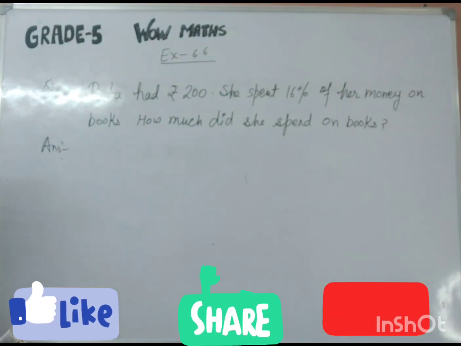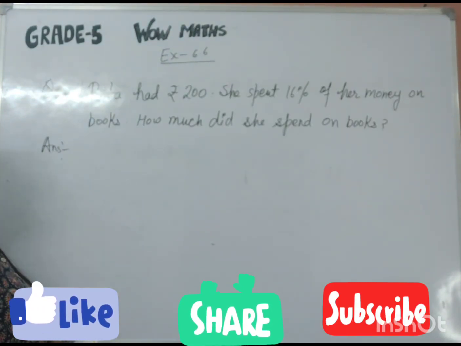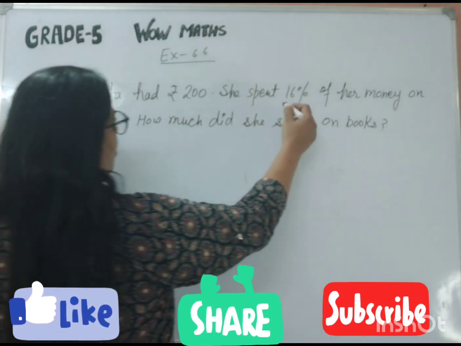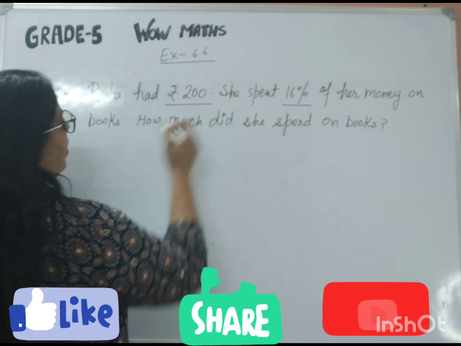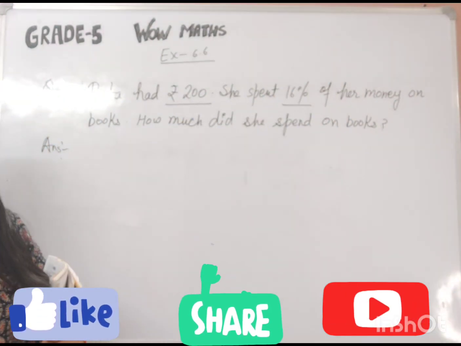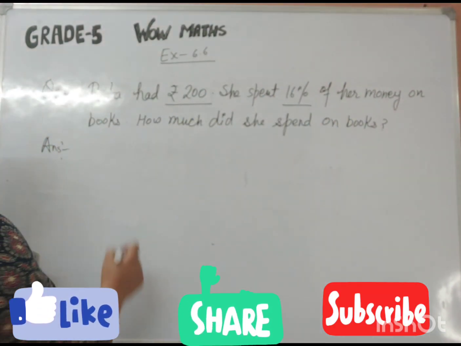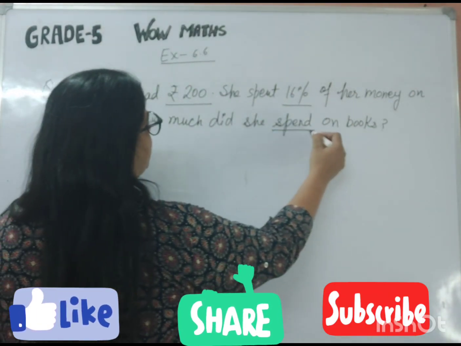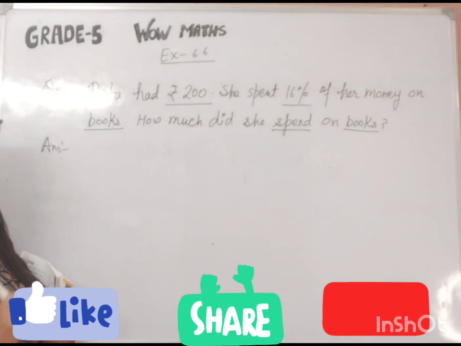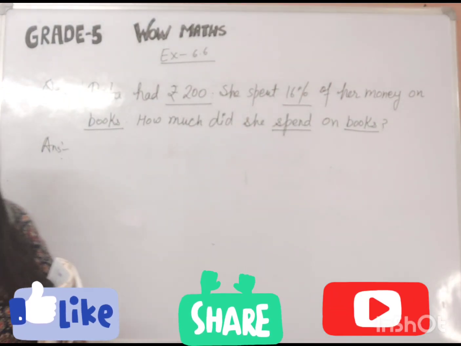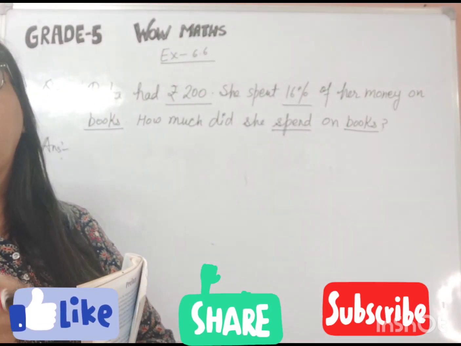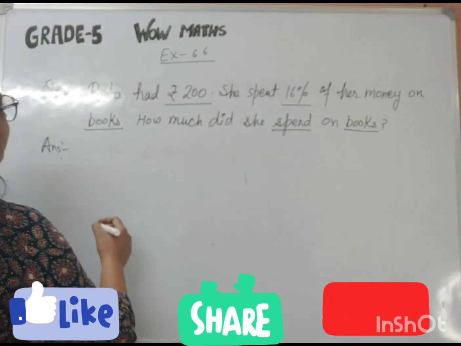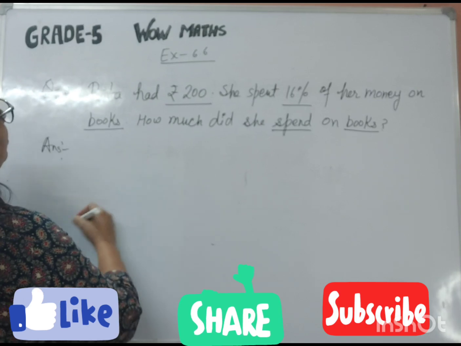Now moving to question number 3. Here Rita had 200 rupees. She is spending 16% of her income. So the total income of Rita is 200 rupees, and she is spending 16% of 200 rupees on books. You need to calculate how much money she spent on the books. Now here we need not calculate the percentage. The percentage is given to us. We need to apply that percentage to the total amount and find the money she is spending on her books.